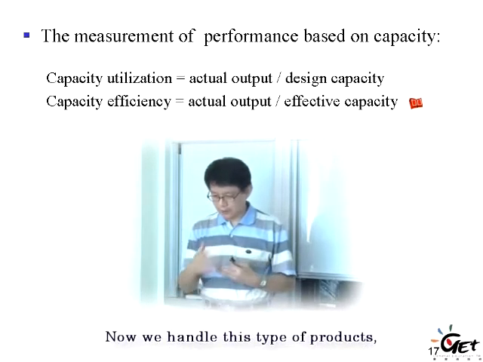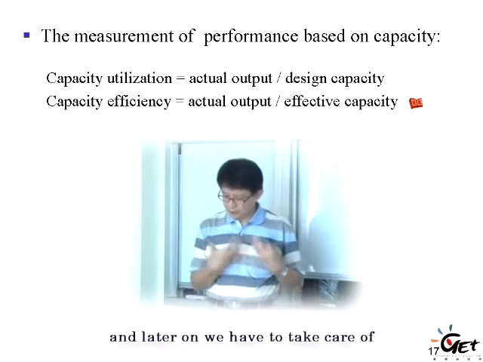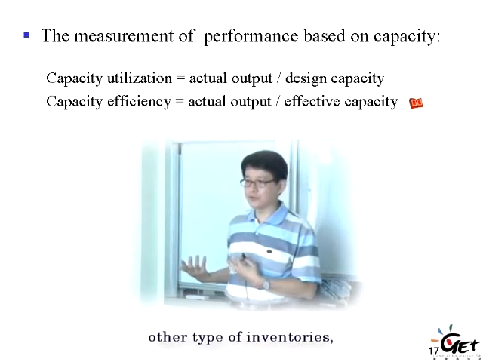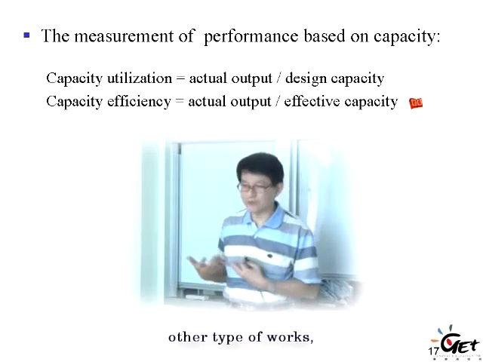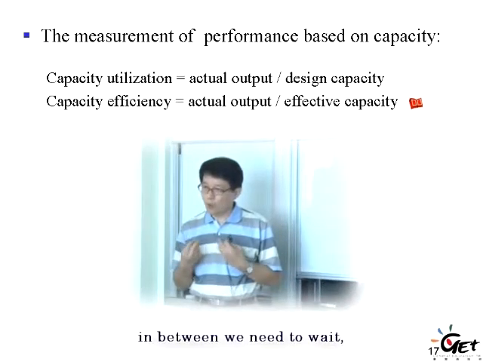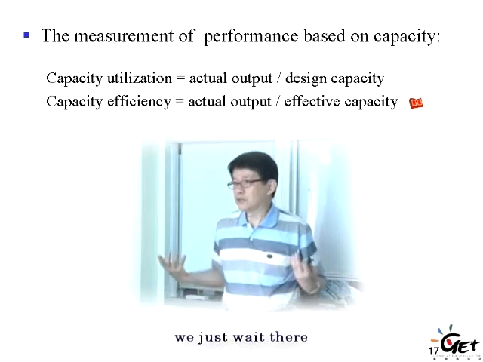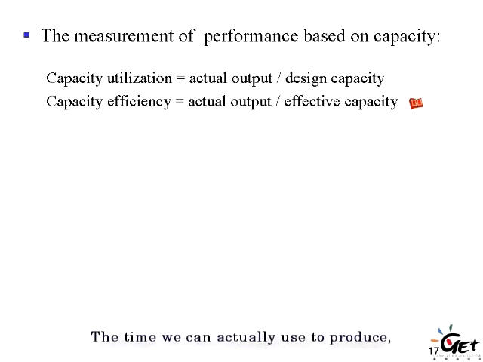Now we handle this type of product, and then we have to take care of other types of inventories, other types of work, and in between we need to wait. We need to sacrifice some time just waiting there. The time we can actually use to produce, to generate output, gives us the so-called effective capacity. This is much more practical.